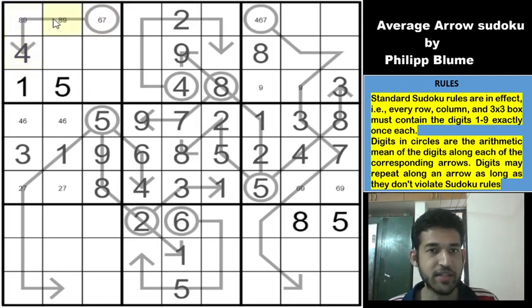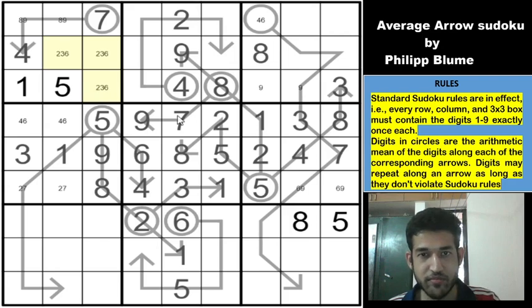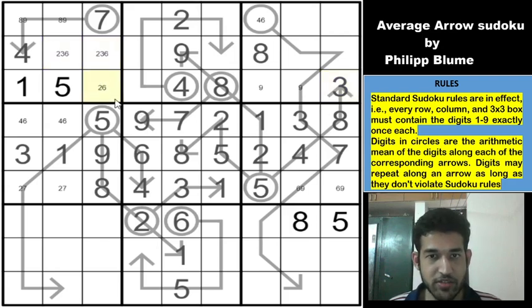So 4 plus 8 plus 9 is 21, which means that you get a 7 here, because 6 is ruled out. And which means this is not a 7 anymore, this is 4, 6. And these 3 cells must be 2, 3, 6, but you have a 3 here, so this is a 2, 6.